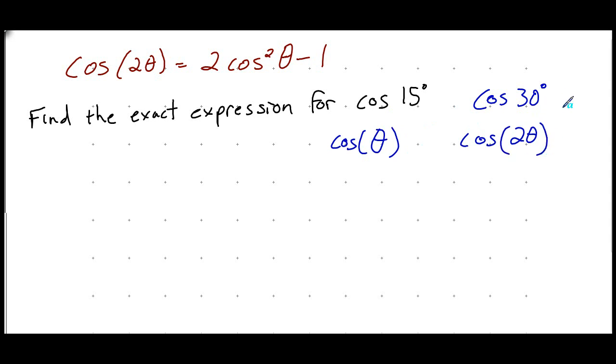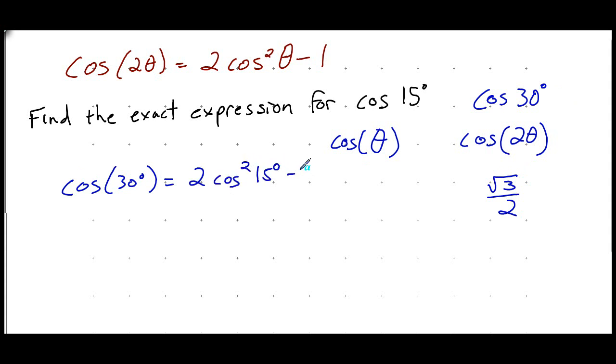We should be comfortable knowing the value of cosine of 30 degrees, which is square root of 3 over 2. But let's figure out how we can put this into our expression. If we use a double angle formula, we can say that the cosine of 30 degrees is equivalent to 2 times the cosine squared of 15 degrees minus 1.